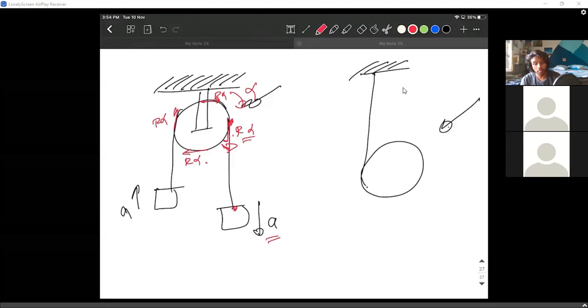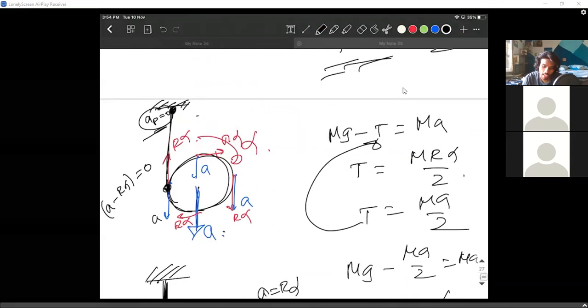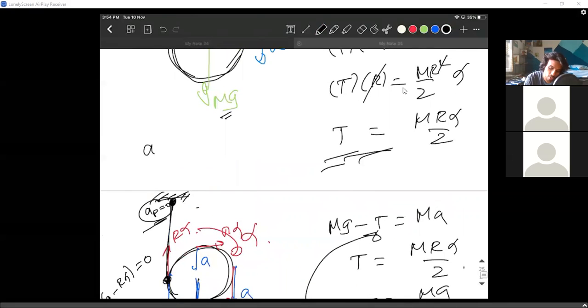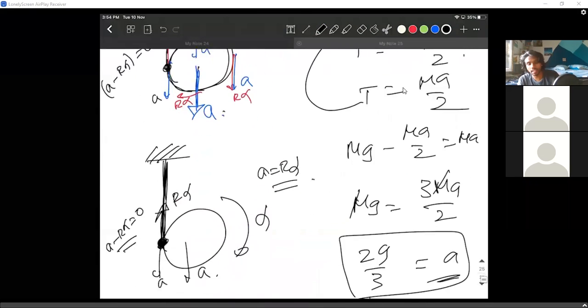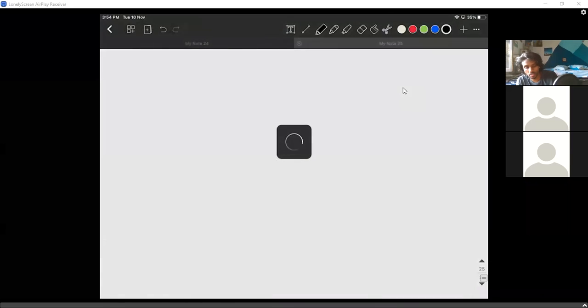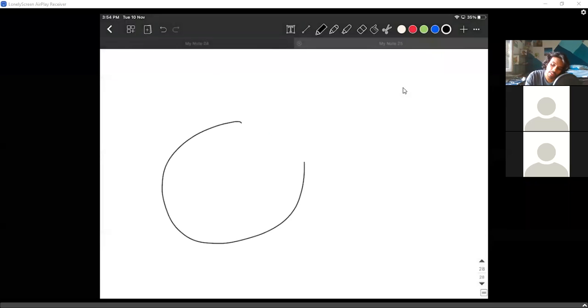Now remember, you can't randomly use a equals r alpha everywhere. Just because you know the formula a equals r alpha, it doesn't mean you use it everywhere. This a and alpha are not of the same body. You could be getting confused because of this.